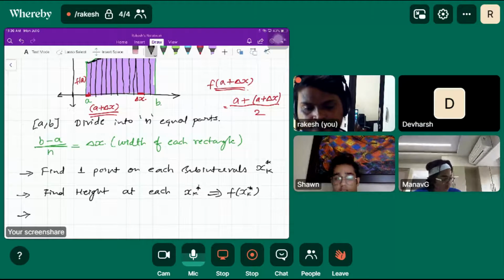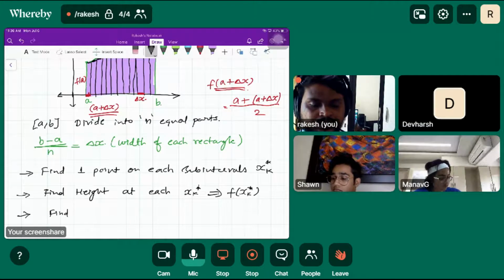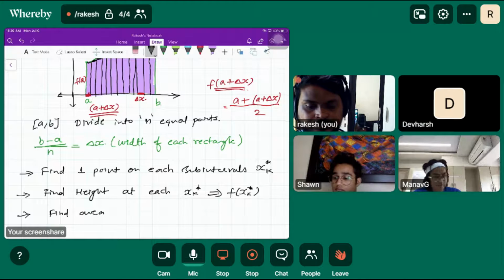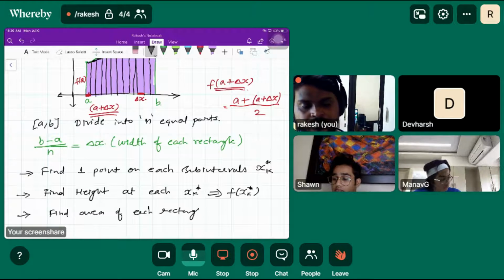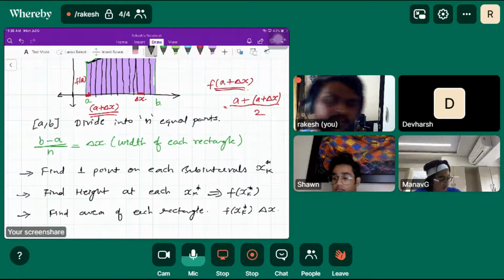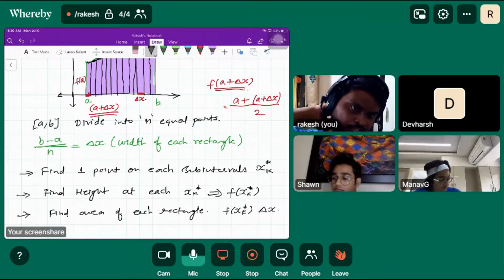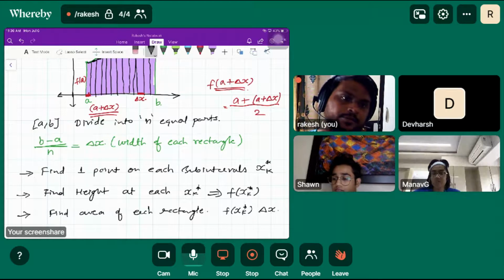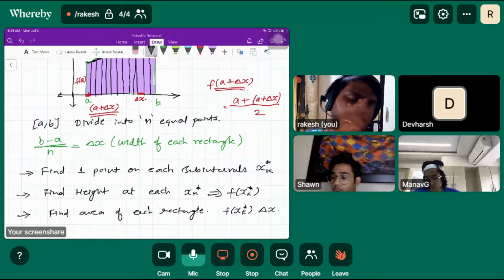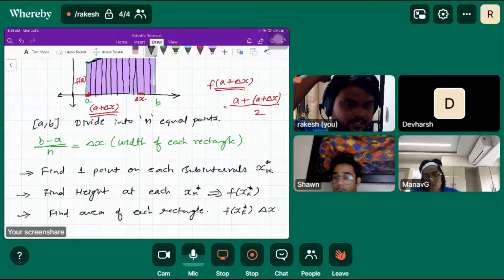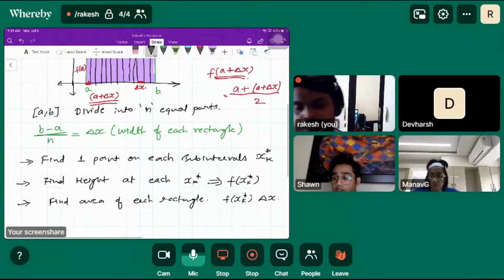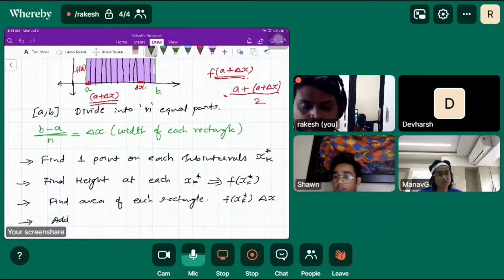Then next, we find the area of one rectangle. Find the area of each rectangle basically. Each rectangle is height into width, f of xk star into delta x. Gradually I'll bring in the summation. This is the area of each rectangle. Now we are going to find the total area. So for the total area, we add all these areas.